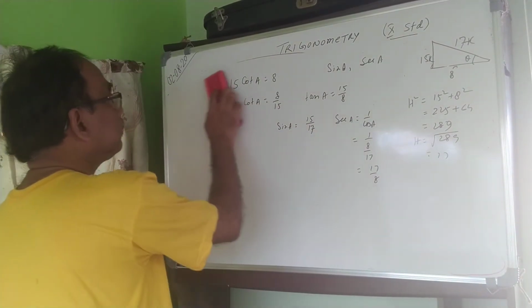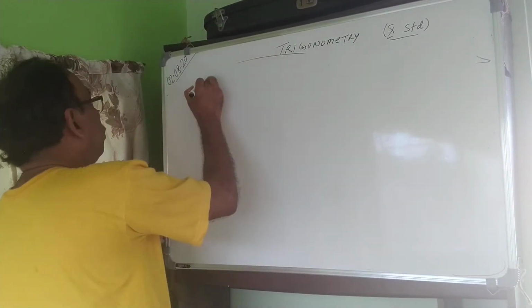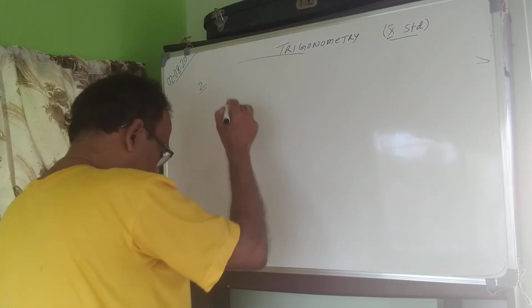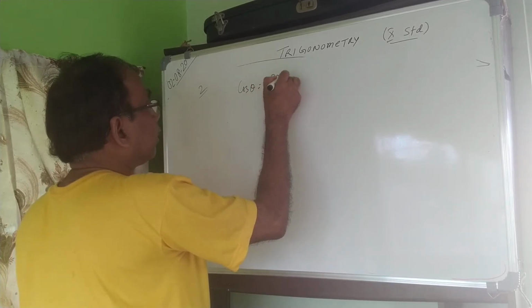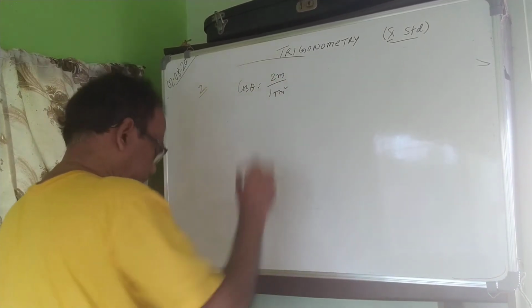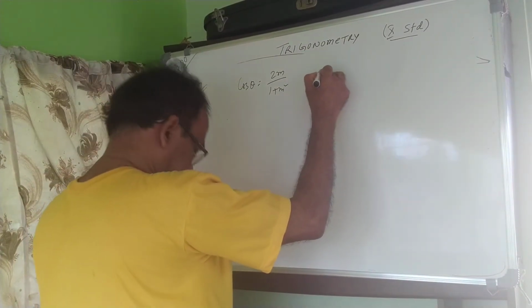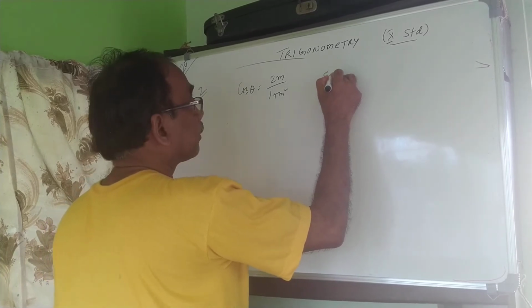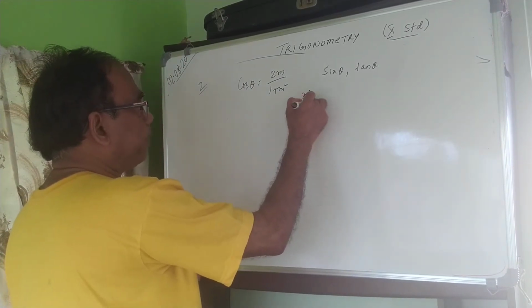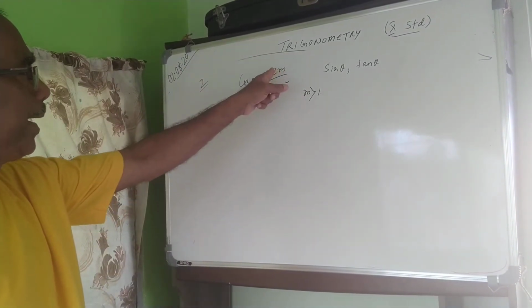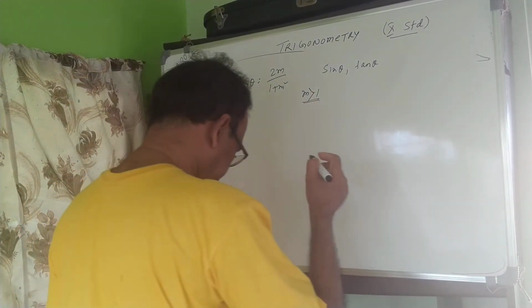Next one, sum number 2. Question number 2. Cos theta is 2m by 1 plus m square. You have to find sin theta and tan theta. The condition is m should be greater than 1. If m is less than 1, this would be negative. That is the condition. M should be positive, that means m is greater than 1 means positive.